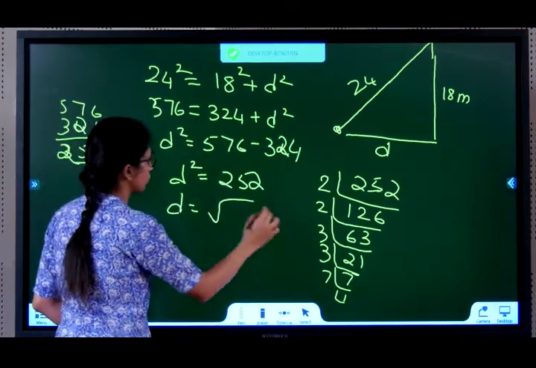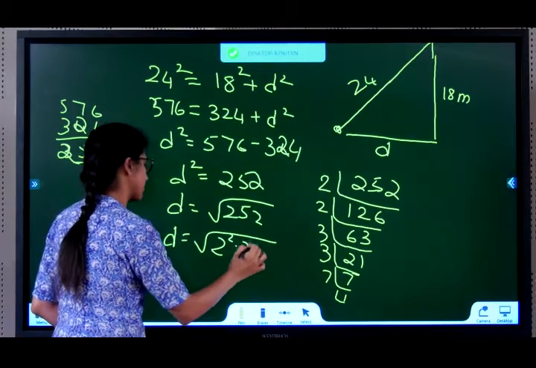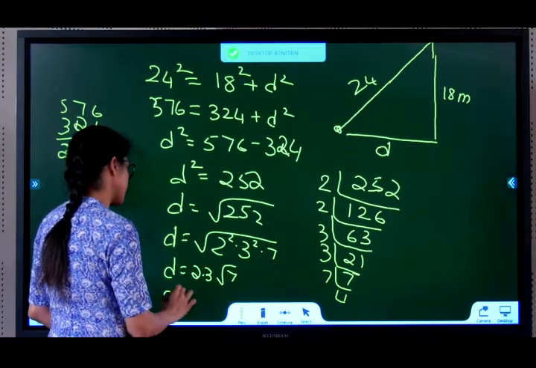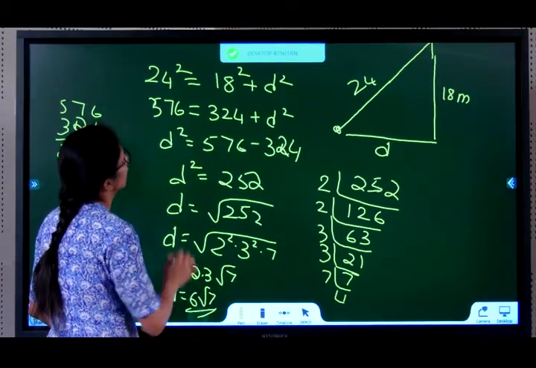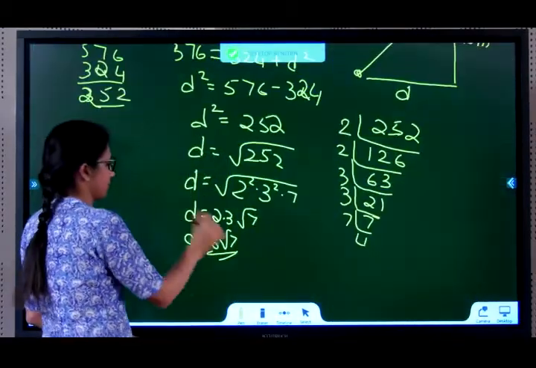So D is equal to root 252. D is equal to root of 2 square into 3 square into 7. D is equal to 2 into 3 into root 7. D is equal to 6 root 7 meters. Is it meters? Yes, it's meters.